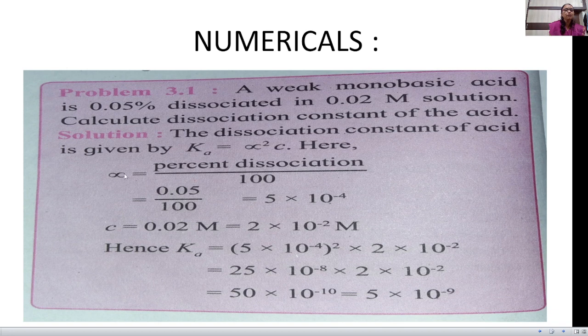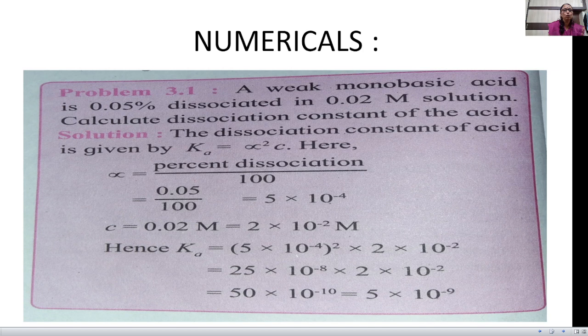Here alpha is calculated as percent dissociation divided by 100. How many percent? 0.5 divided by 100. 0.5 means 5 into 10 raised to minus 1, divided by 100 means into 10 raised to minus 2. That means 5 into 10 raised to minus 3. This is the value of alpha. And C equal to 0.02 molar. 0.02 molar means 2 into 10 raised to minus 2 molar. And the formula is K equal to alpha square C.